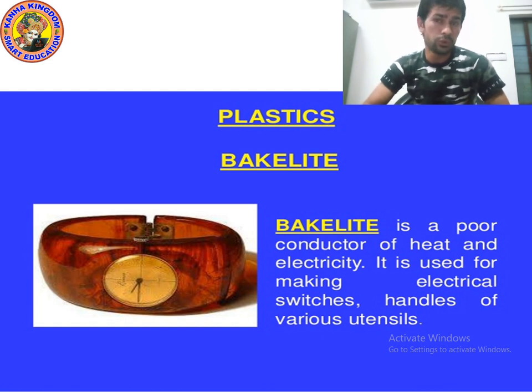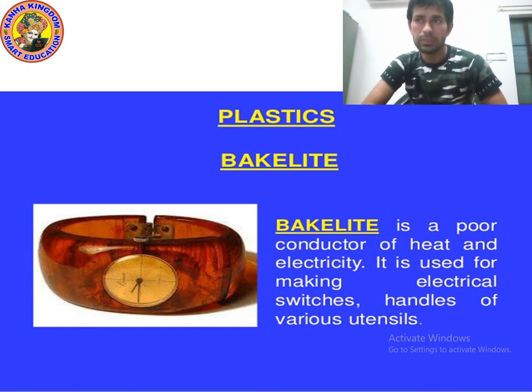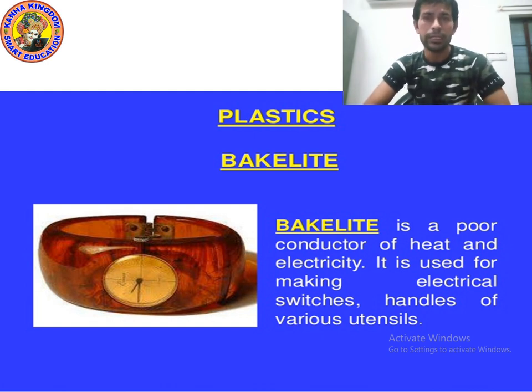Yes, it is used to make switches, plastic switches. And it is used to make the handles of many utensils. Handles of many utensils are made from bakelite. Why do we make handles of utensils from bakelite? Because when we cook something in a utensil, the handle becomes hot, the handle becomes warm. But bakelite is a poor conductor of heat and electricity, so it will not become warm because the heat will not flow through it. Okay, I hope you understood.